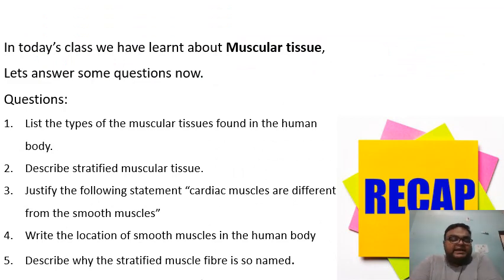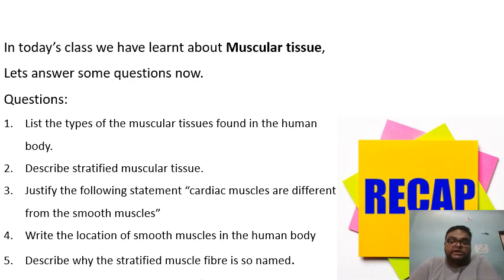So let's quickly recap what we have studied today. We have studied the muscular tissues. Let's now quickly answer some questions. You will answer with me. What are the types of muscular tissues found in the human body? First is the skeletal muscle, second is the smooth muscle, and third is the cardiac muscle.